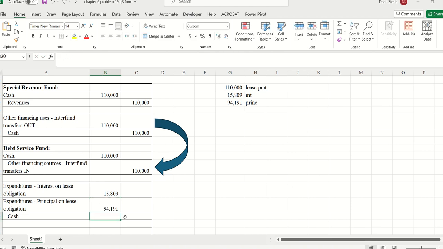And now hopefully when we combine those two, I just add them within the cell to make sure that it comes out to what I want it to be, which it does. It's $110,000. So they gave us the lease payment. Remember, that's the lease payment. They gave us the interest. So that means the rest of it is the principal.